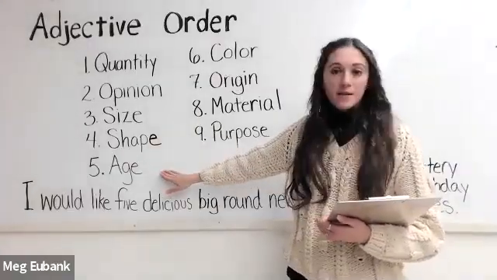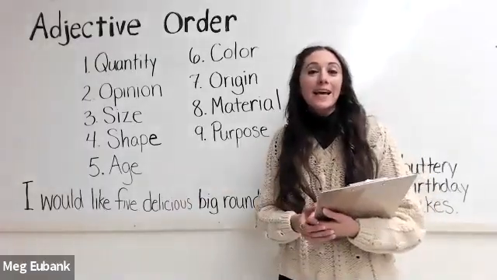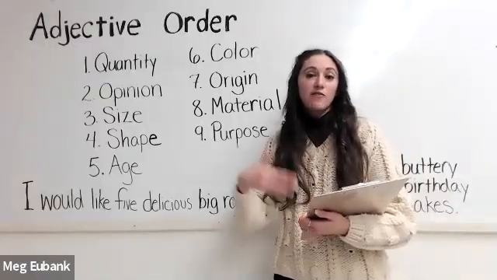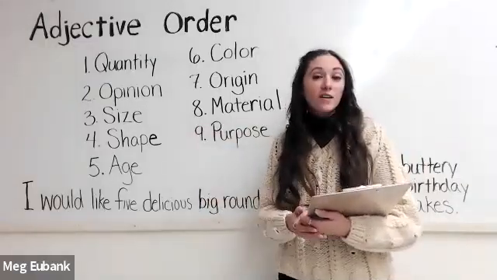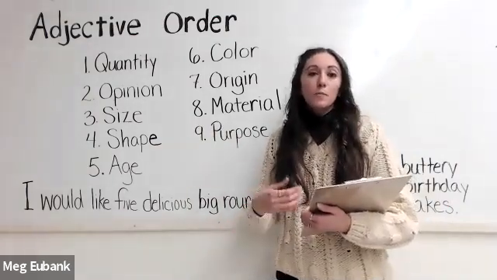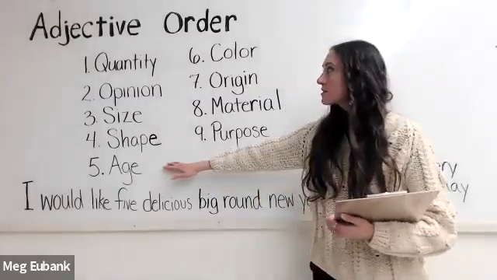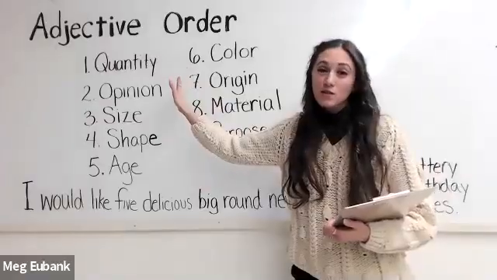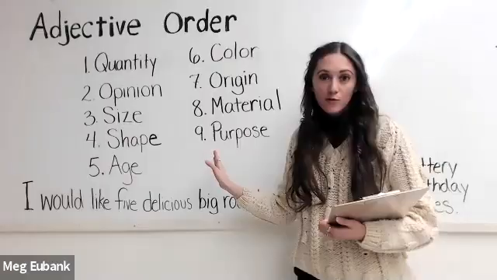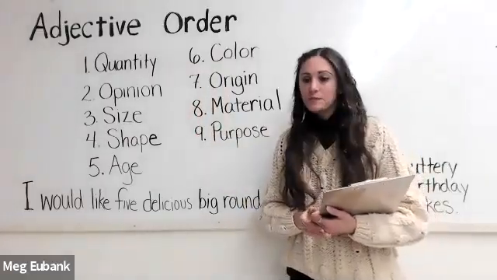So the next thing that would go after shape is the age of something. Is it something that's 5 years or 12 minutes, or something young or old or modern or antique? So that would go next. Now, in most cases, you don't have a sentence, of course, that has all of these different words, but this is the order that they would need to go into.